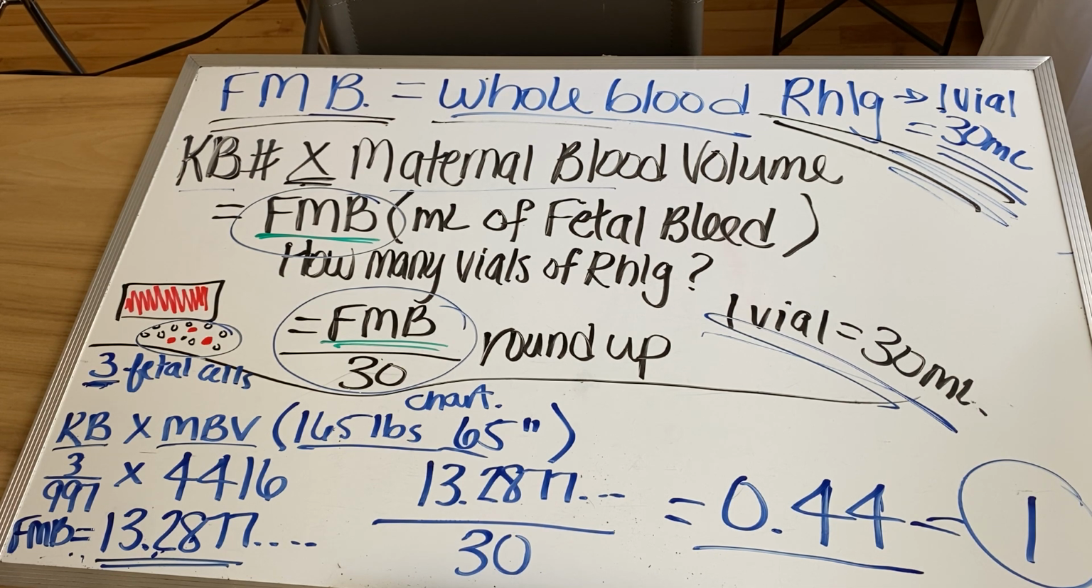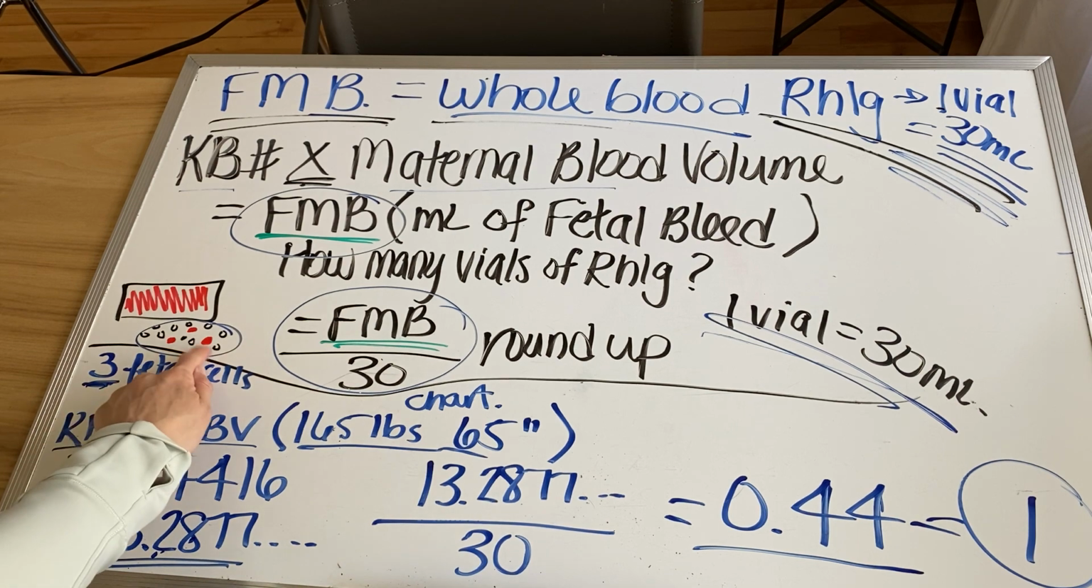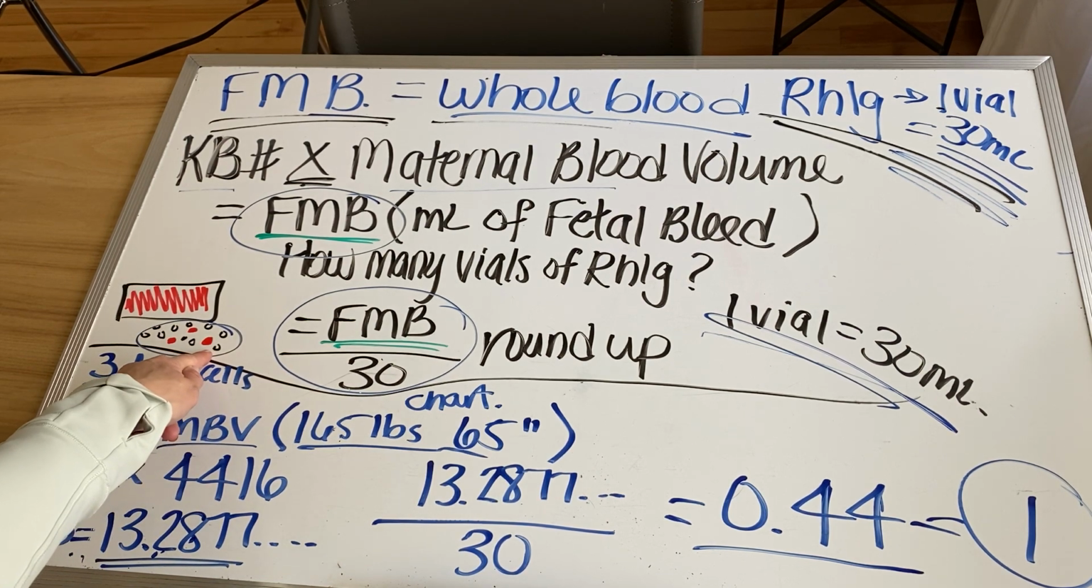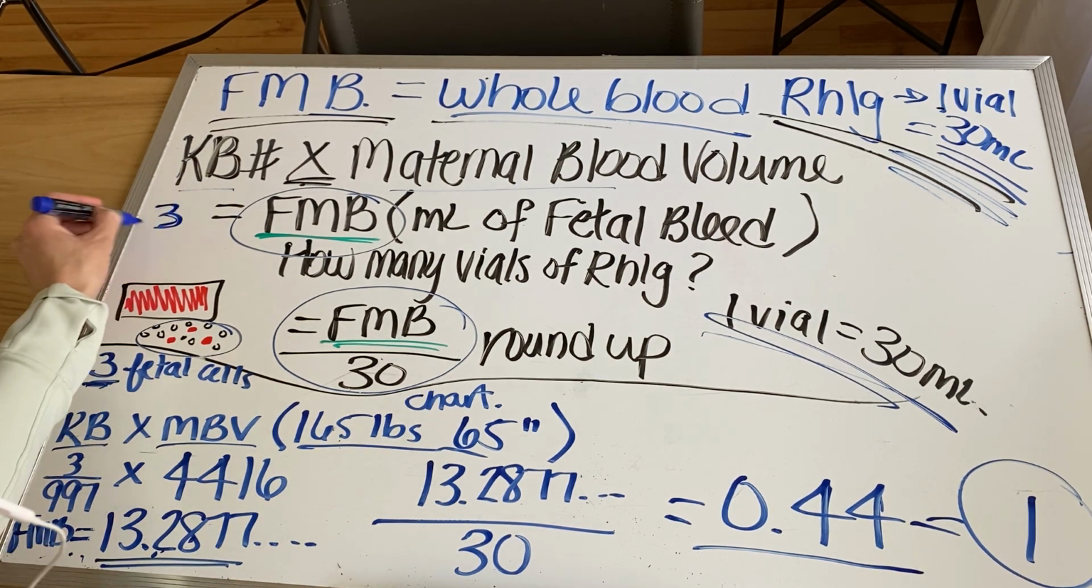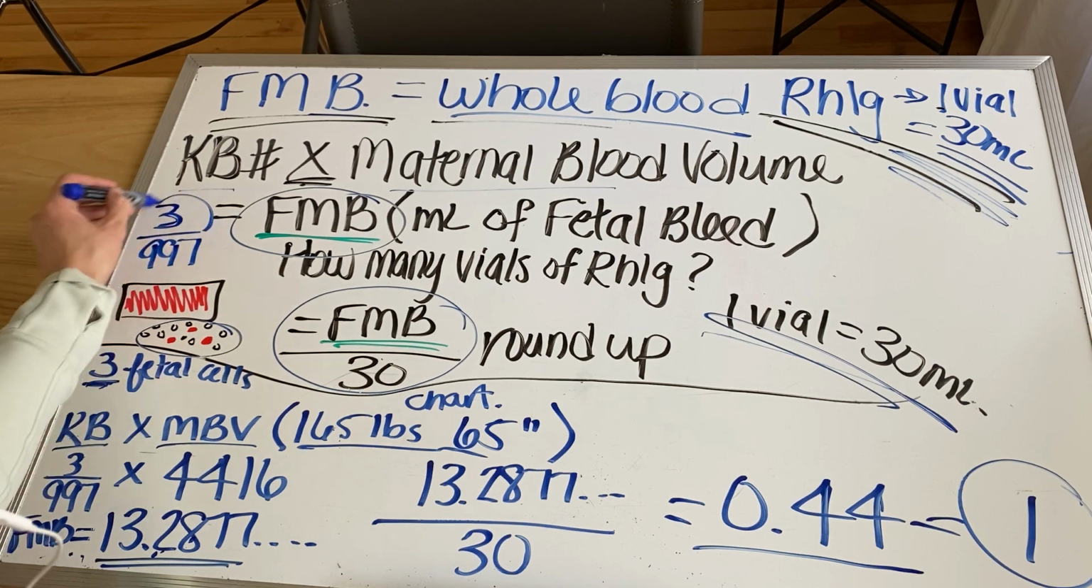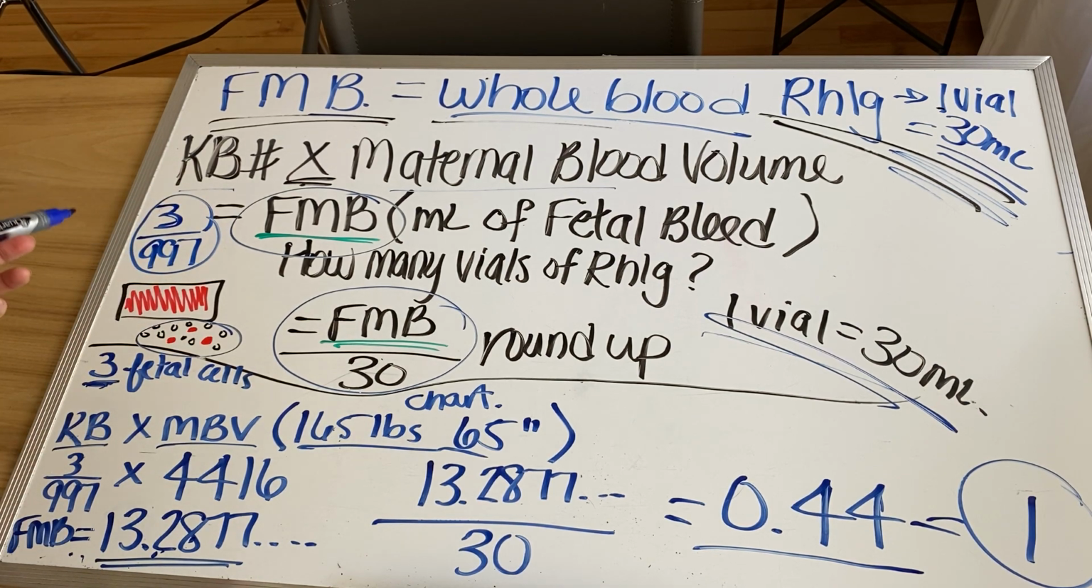Even though you're only multiplying 2 numbers together and then dividing that by 30, you have to know where the numbers came from. So where did the KB number come from? It came from the number of cells that you counted under the slide divided by the remaining amount of adult cells. So your KB number comes from 3 divided by 997. So you have to do a division first, and then multiply by a number that you find in a chart. You have to know to go to the chart.